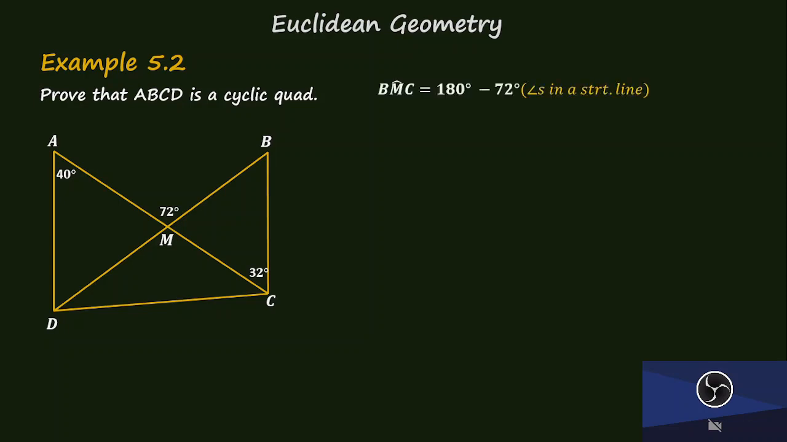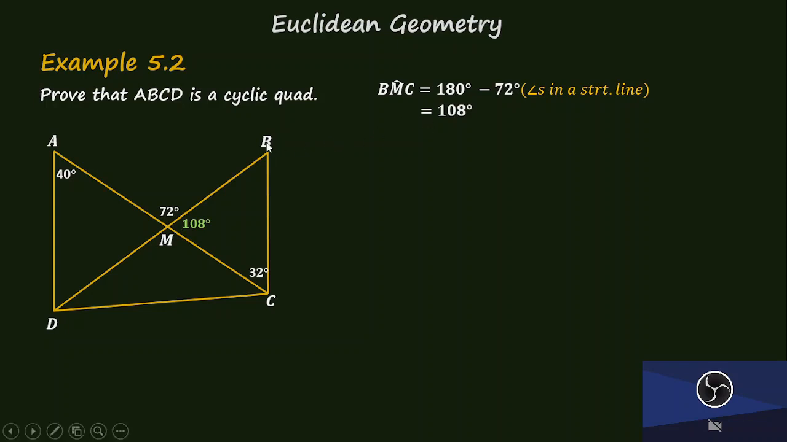Let's do that. We know that this angle over here, BMC, will be 180 degrees minus 72. These are angles along a straight line. We know that they must add up to 180 degrees. So if we subtract 72 from 180, we should get the angle here, right, which is 108 degrees, right?